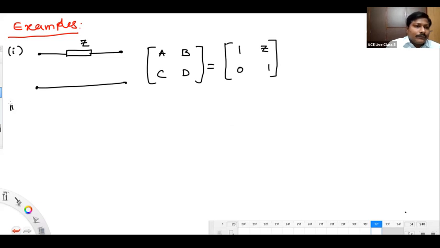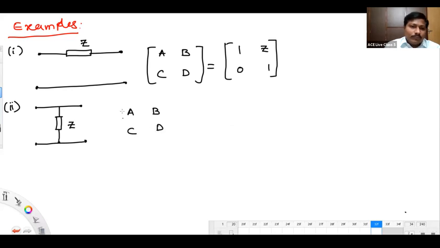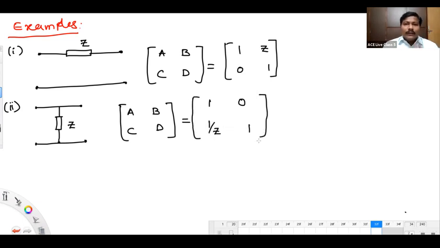Second one: shunt impedance. Z is a shunt impedance value. And what are the ABCD parameters of this one? For the shunt impedance, they are 1, 0, 1 by Z, 1.